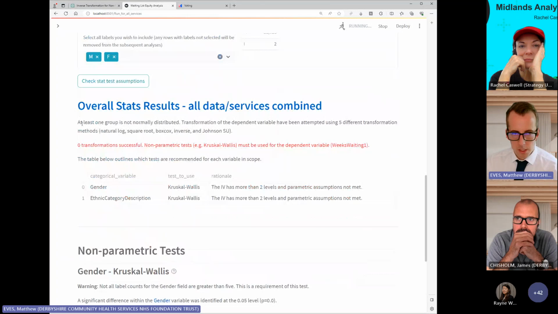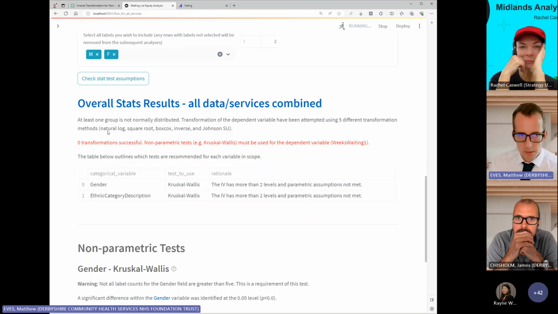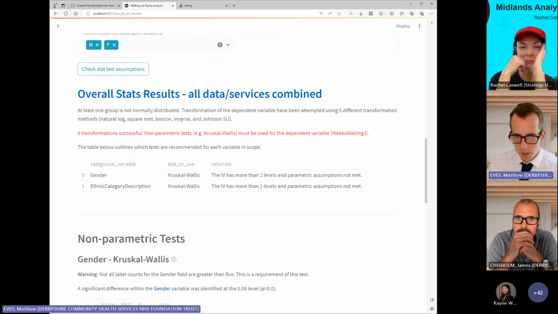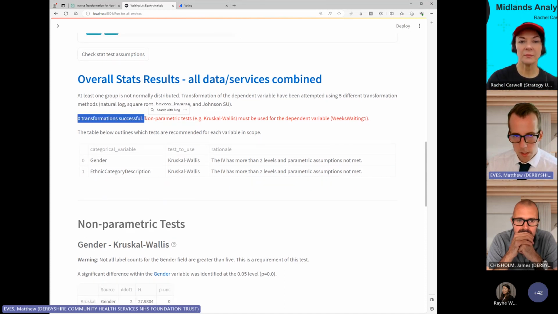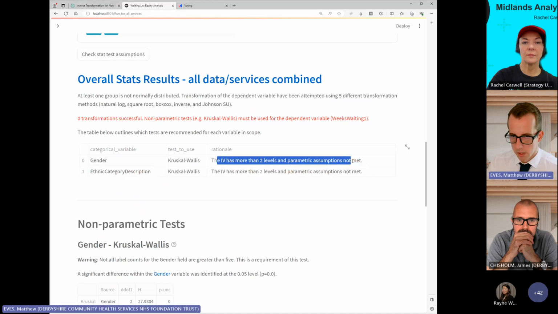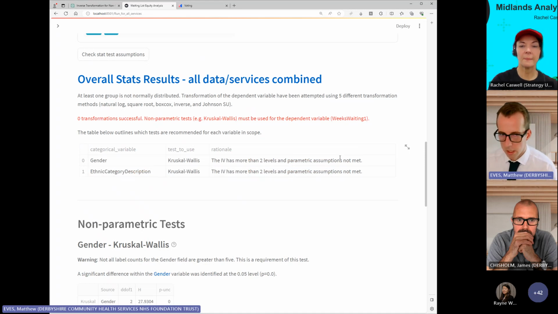Then what happens here is that slightly complicated slide, which tells us at least one group's not normally distributed, so it tries actually running 4, not 5. That's a typo, apologies. Transformations, and then tells us that none of those are successful, and so non-parametric tests will be used. It's then run the checks for those, and then summarizes what it's going to do here. So it says for gender, it's going to use this test because the independent variable has more than 2 levels and the parametric assumptions weren't met. And the same for ethnic category.